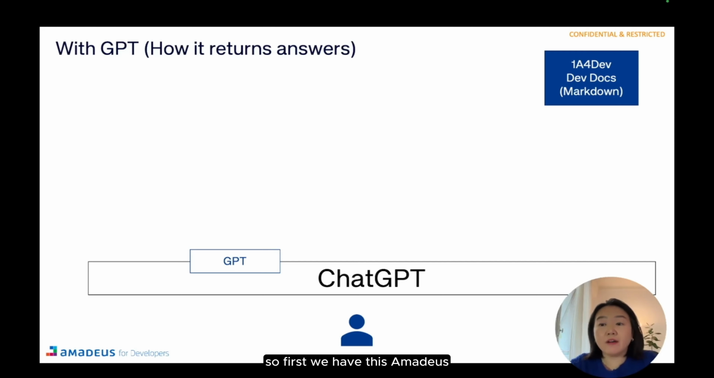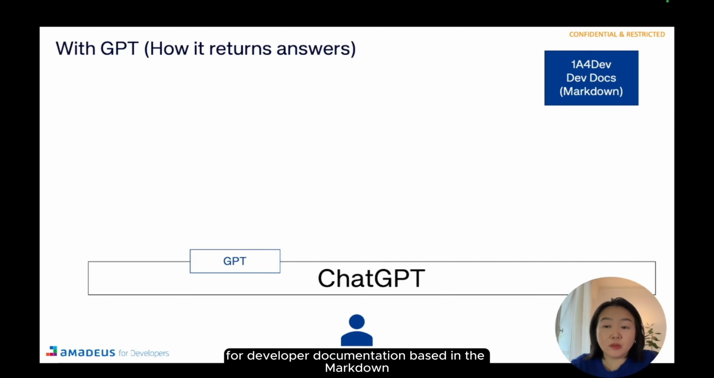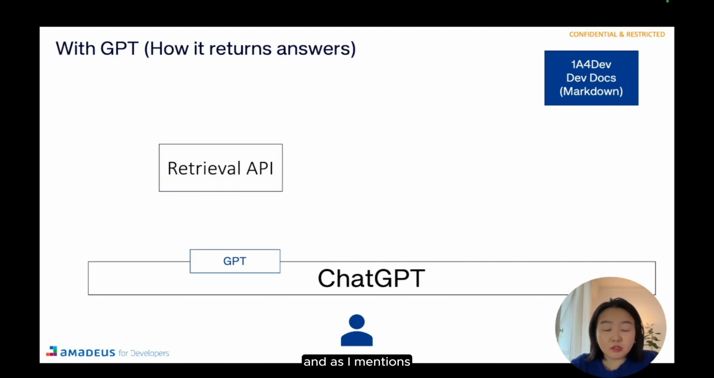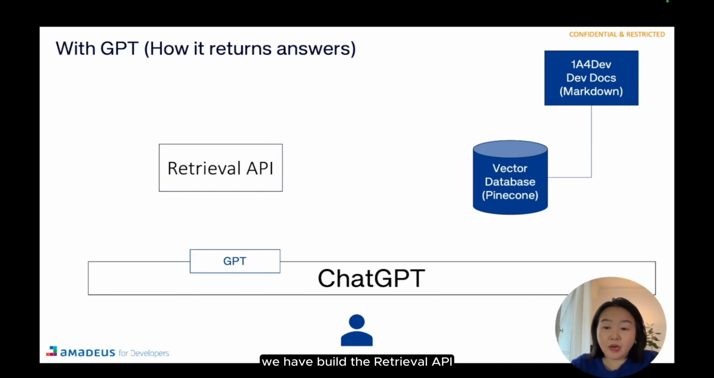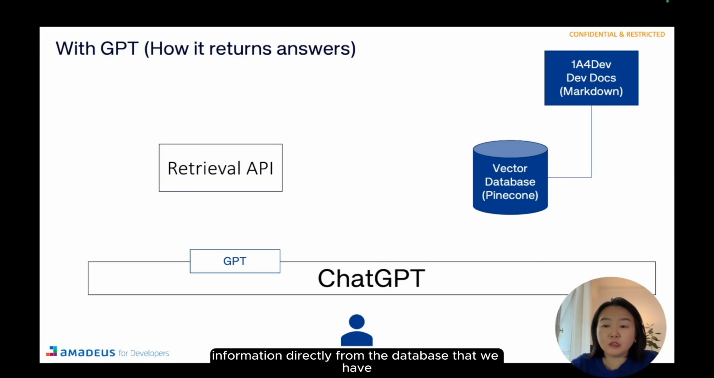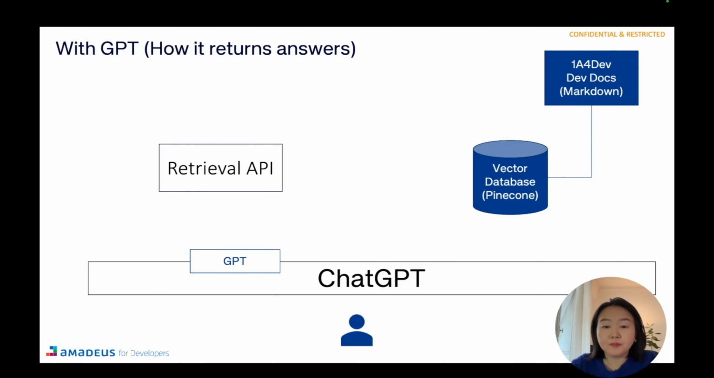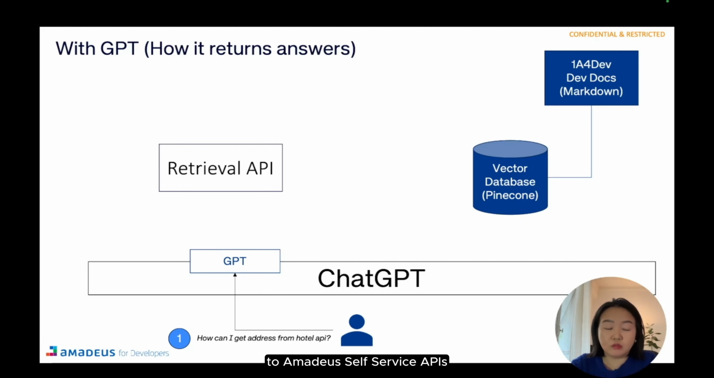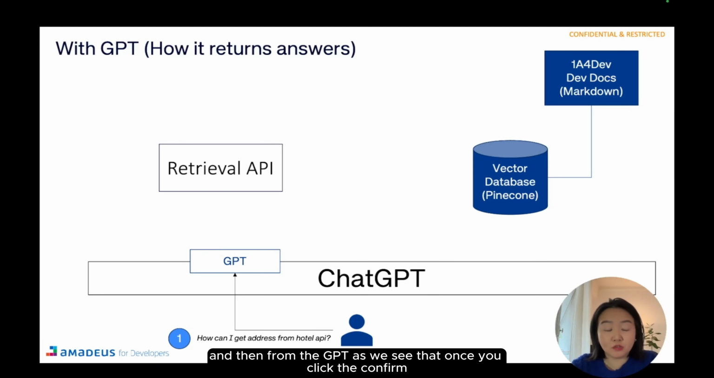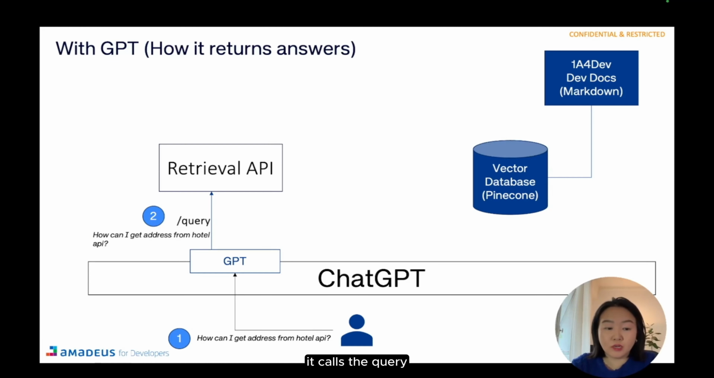First, we have the Amadeus for Developers documentation based in Markdown. And as I mentioned, we have built the Retrieval API to retrieve the information directly from the database that we have created from the documentation. So if a user asks a question related to Amadeus Self-Service API, for example, how can I get the address from the Hotel API? Then from the GPT, as we saw, once you click confirm, it calls the query with the same information that you asked.